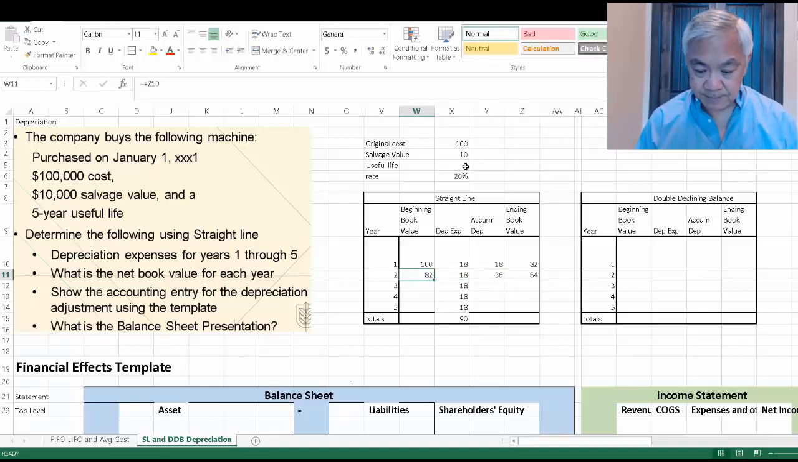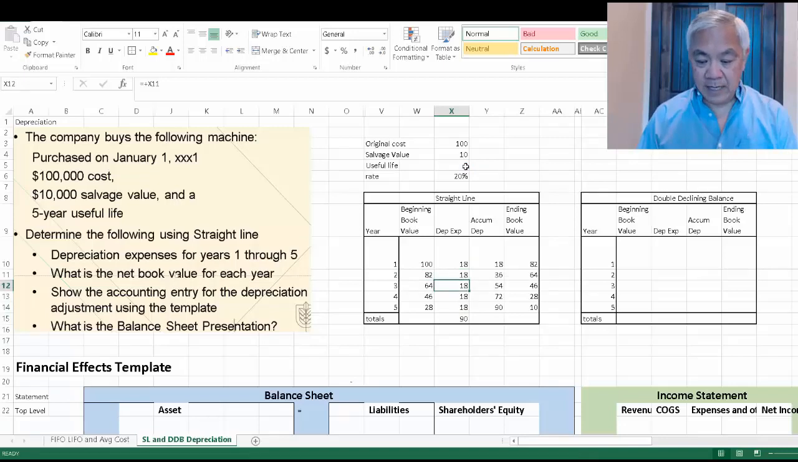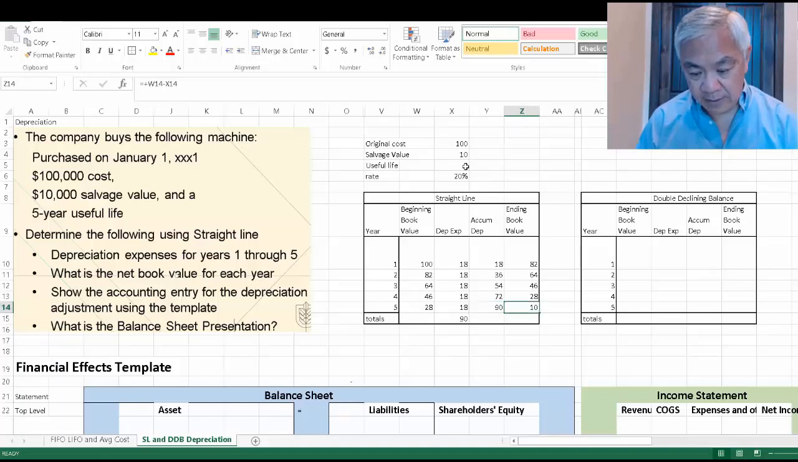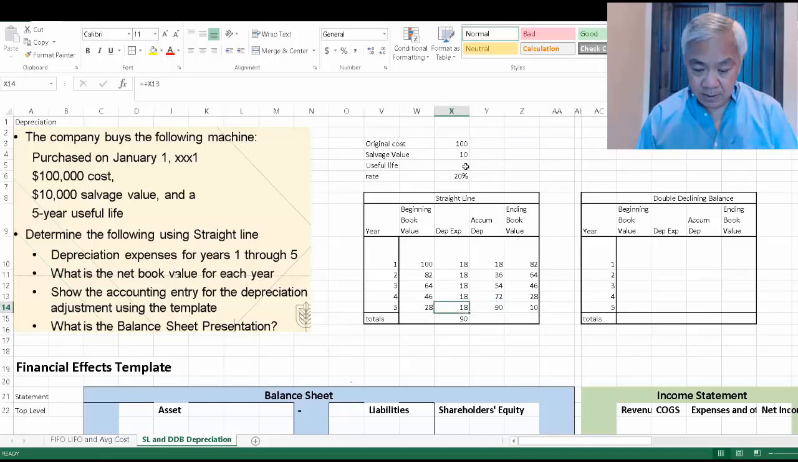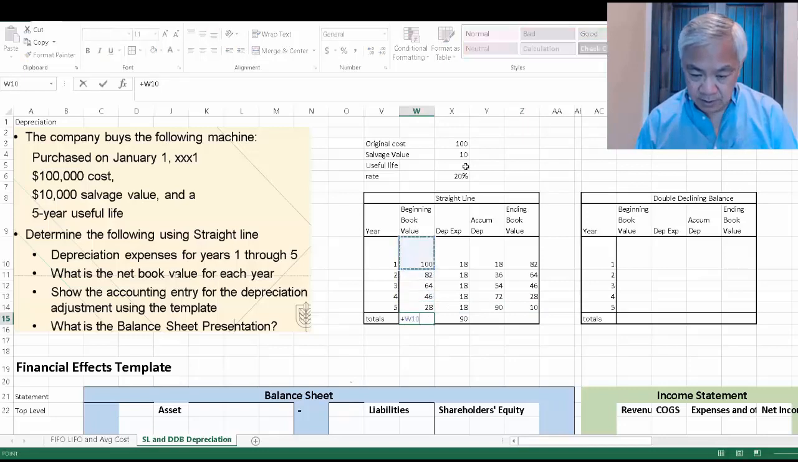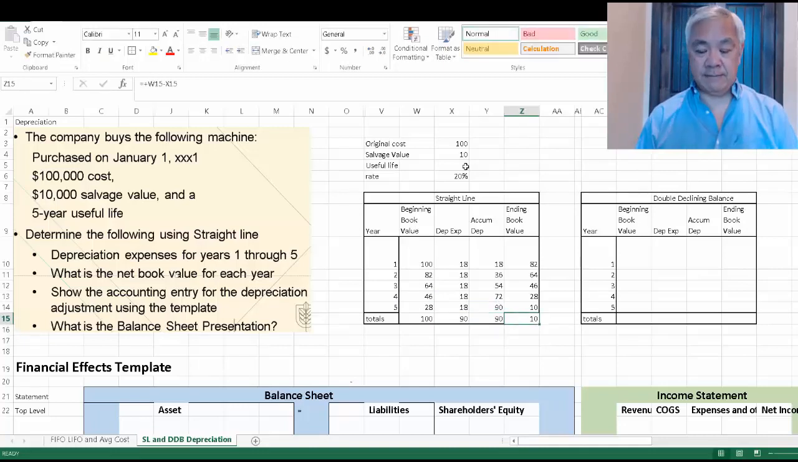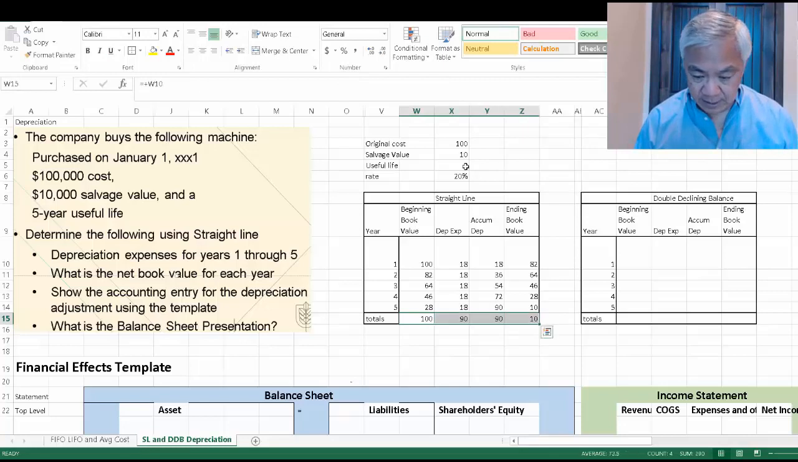We can just copy this formula, copy, and we end up with this. So this year we put 18, accumulated goes up, the book value drops, and the final year we had 28 minus 18, accumulated is 90, and our book value is 10, which is the salvage value. For the totals, we started with 100, we depreciated 90, the accumulated depreciation now is 90, and the net book value is 10. All right, so that's how it lays out.